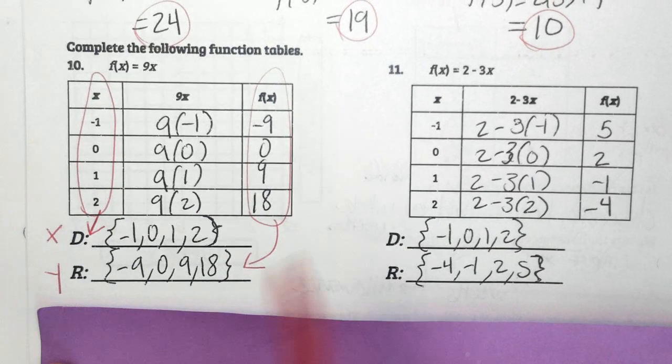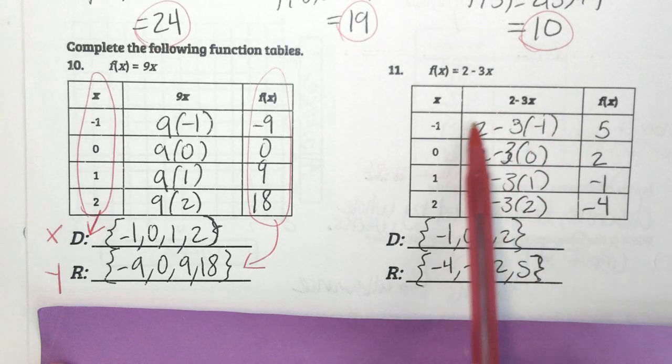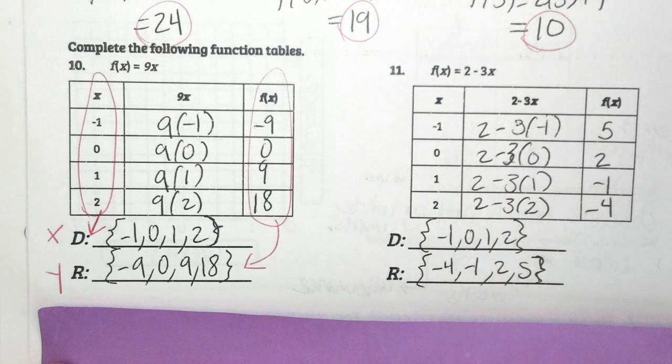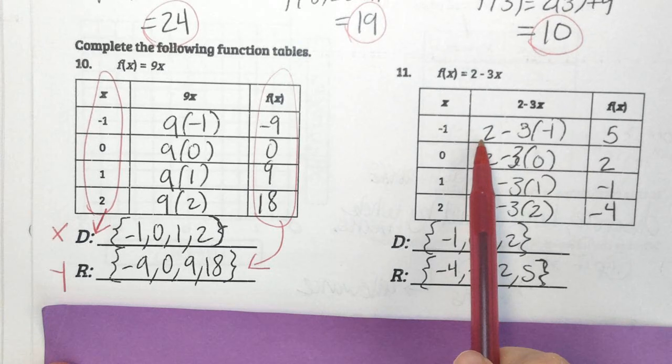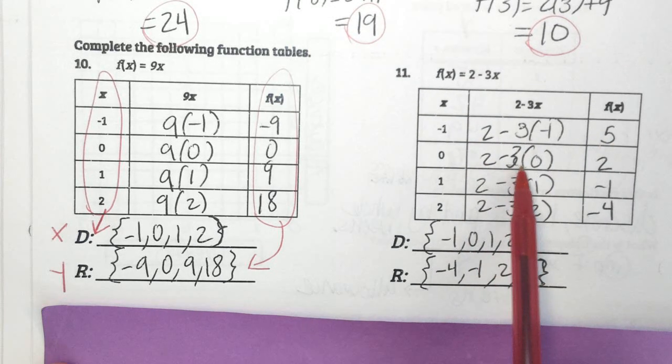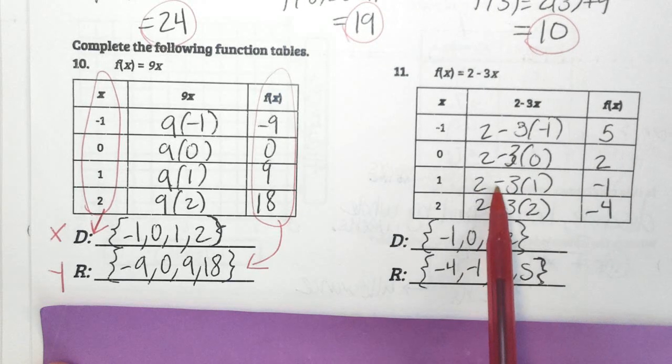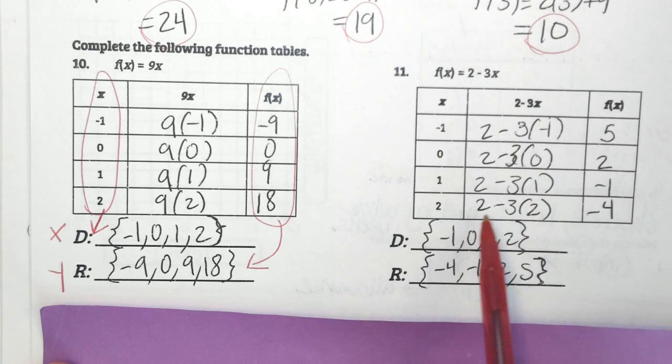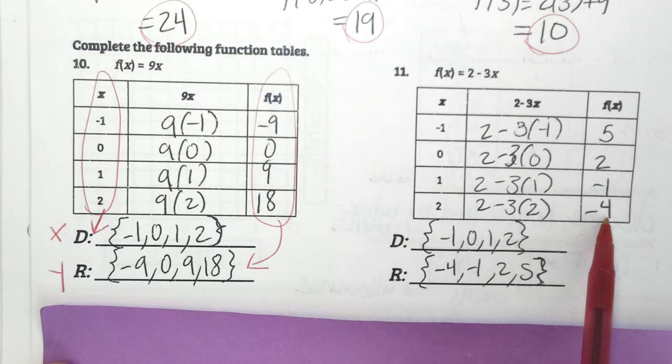On 11, this one you had to make sure you were typing it in correctly. You really wanted to make sure you were using parentheses. 2 minus 3 times negative 1 is 5. 2 minus 3 times 0 is 2. 2 minus 3 times 1 is negative 1. 2 minus 3 times 2 is negative 4.